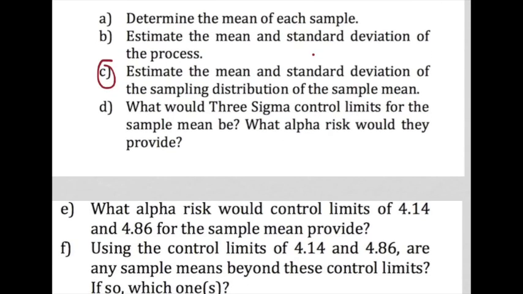So here we go. Going back to the question, let's see, D: what would the 3 sigma control limits for the sample mean be? What alpha risk would they provide? Okay, so we'll take it one at a time. First of all, 3 sigma here. 3 sigma means that we need to put z equals 3. So 3 sigma means z equals 3. And alpha risk, as I talked about last class, is essentially the risk of, if you imagine your normal curve, the area in the tails of the normal curve. And we'll take a look at what we mean by that. Okay, so let's just move back here to the calculations.